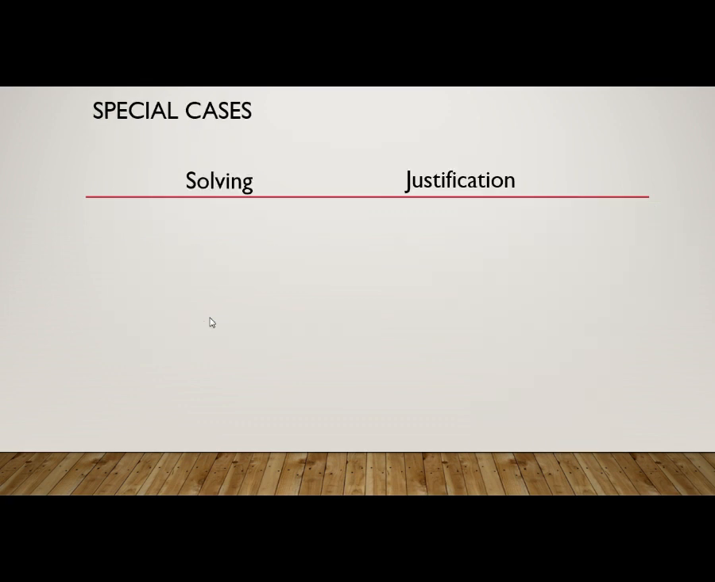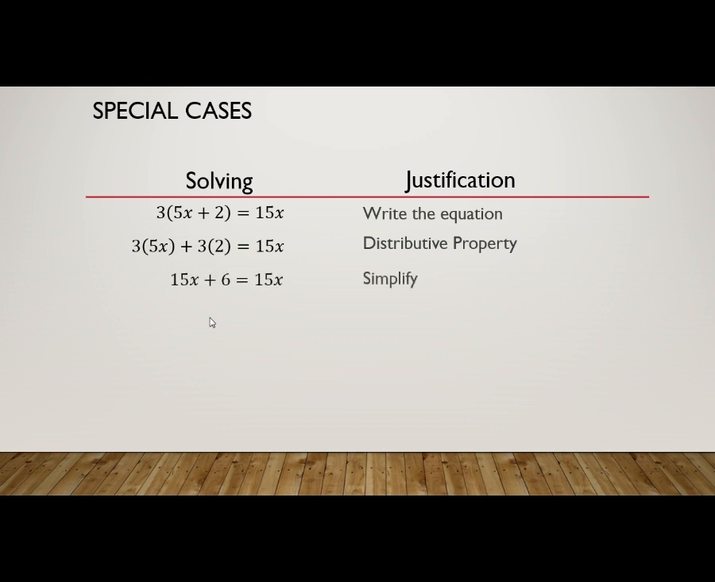Okay, so let's take a look at some of these. All right, so we've got this equation. I see distributive properties, so I'm going to start with that. So now 3 times the 5x and 3 times the 2. Simplify that further. 15x plus 6. I've got x's on both sides. Now I'm ready to eliminate those.